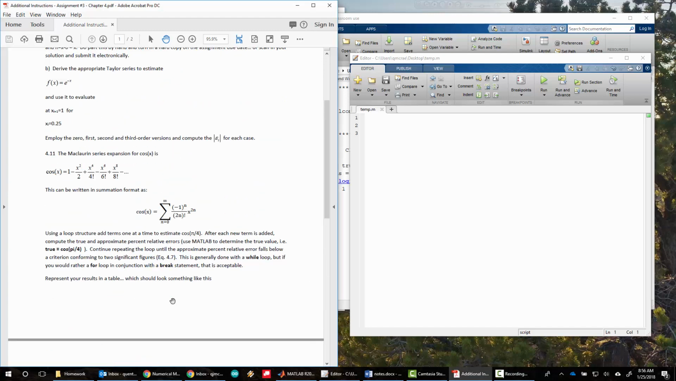Okay, let's look at problem 4.11 in the book. This is the Maclaurin series of cosine of x. So here's the deal. You're going to see this, and cosine of x is 1 minus x squared over 2 plus x to the 4th over 4 factorial minus x to the 6th over 6 factorial, and so on.